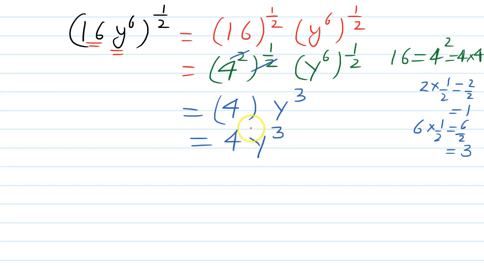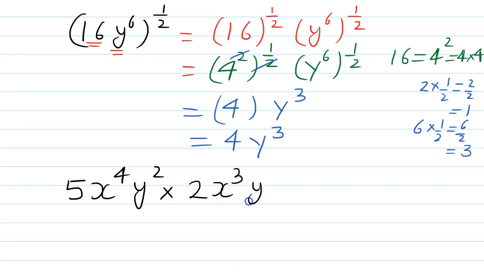Okay, let's see more examples now. Let's take a different example: 5x4 y square, then there is a times sign, and it is 2x3 and y5. Yeah, so what will happen?